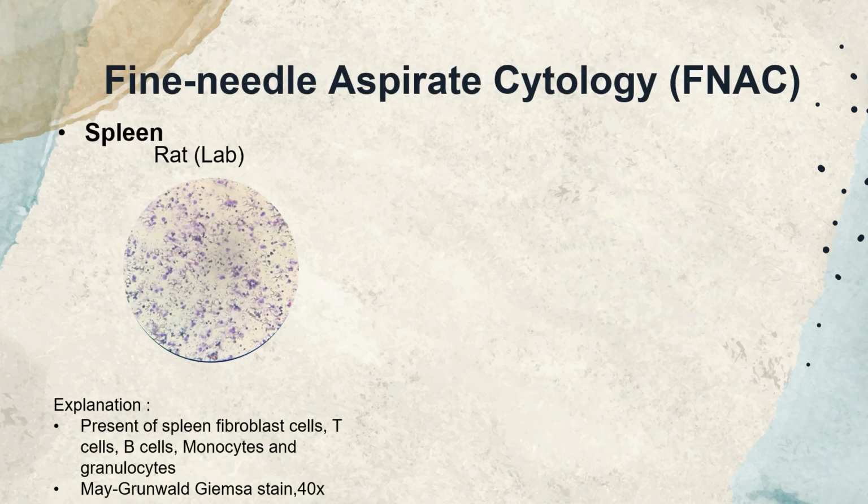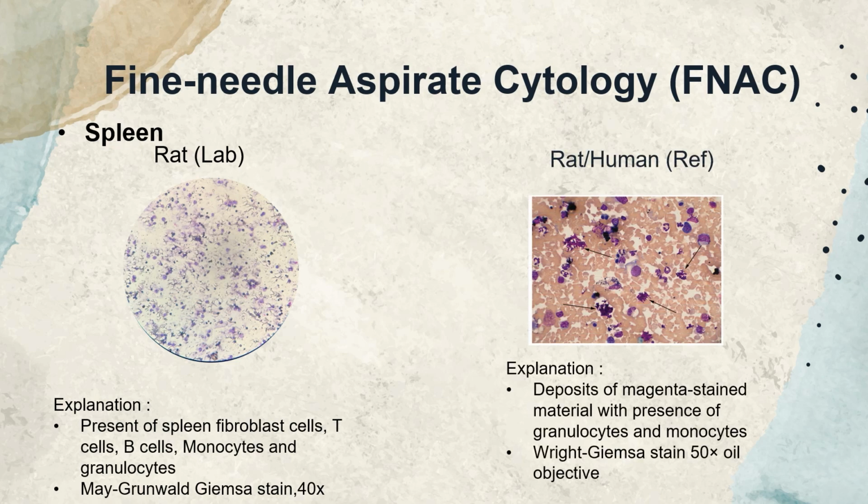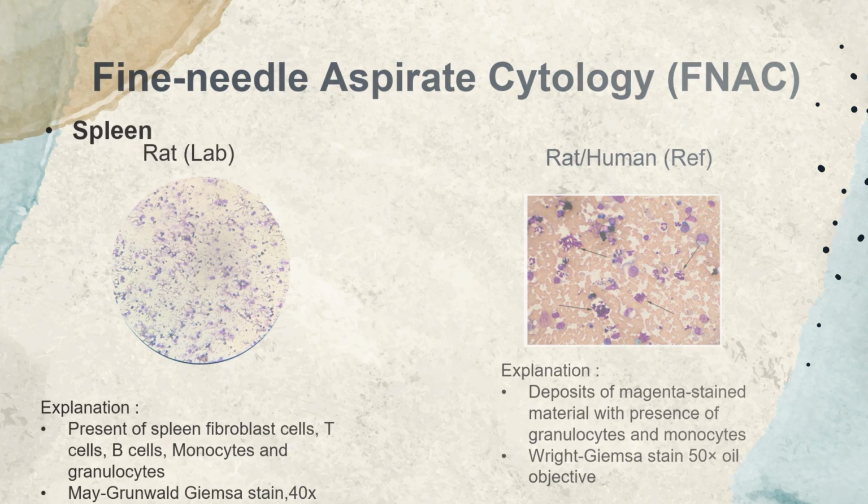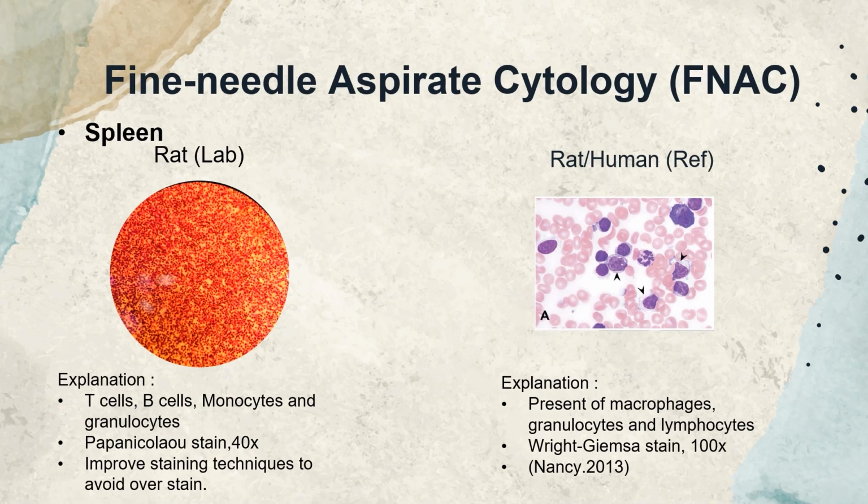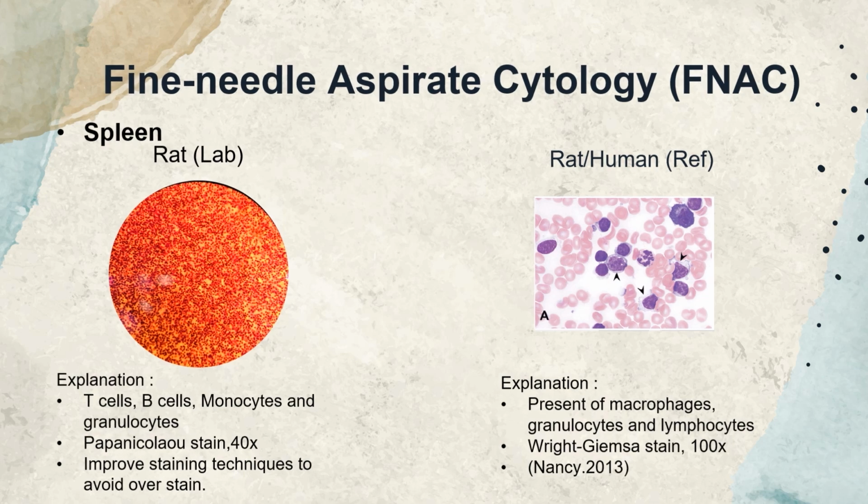FNAC of the spleen with MGG stain shows the presence of spleen fibroblast cells, T cells, B cells, monocytes and granulocytes, which can also be seen in the reference picture. In PAP stain also, T cells, B cells, monocytes and granulocytes can be seen. However, the staining technique needs to be improved to avoid overstaining.